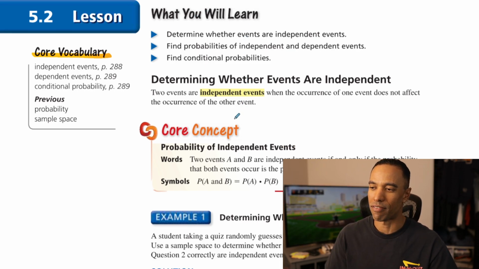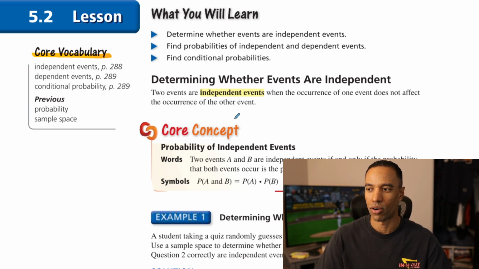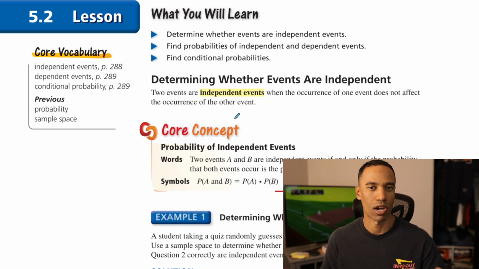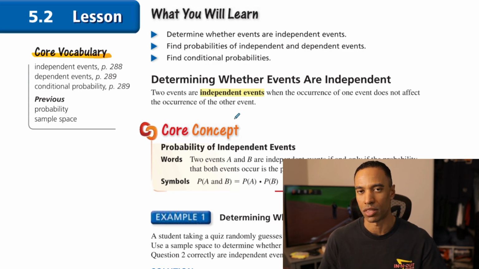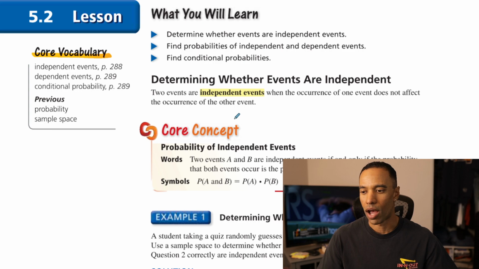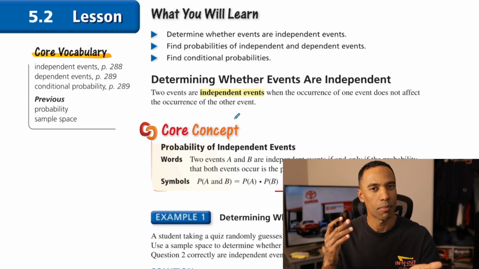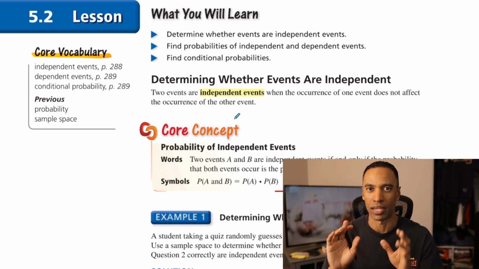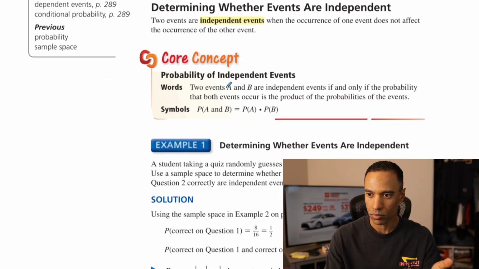Let's determine whether events are independent. Two events are independent events when the occurrence of one event does not affect the occurrence of the other event. Events are things like I flipped a coin, that's an event. I flip another coin, that's a second event. Or I draw a card and I draw another card. So we'll see which specific examples will make these things happen. You need to understand what will make them happen as well, but there's also a formulaic version of understanding it. So they do have a formula with that.